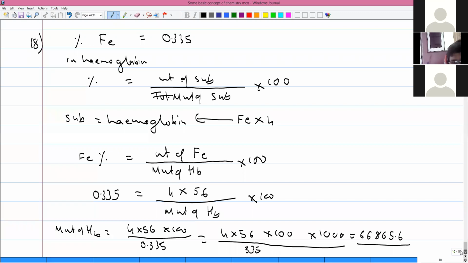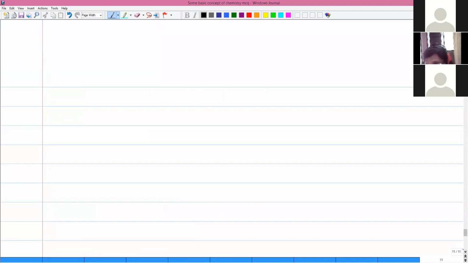So answer is C. Next question number 19. 400 milligram of capsule contain 100 milligram of ferrous fumarate. Percentage of iron present in it is approximately how much? Calculate percentage of iron present in it.